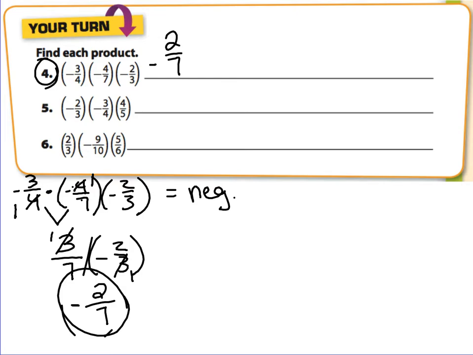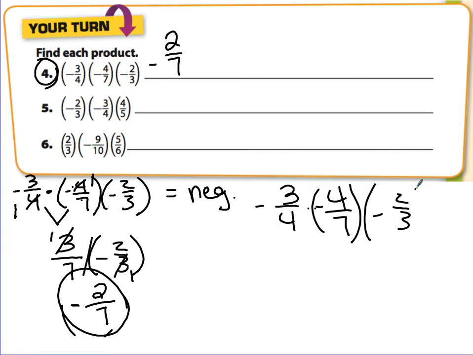Now what I could have done is negative 3/4 times negative 4/7 times negative 2/3 without the cross simplification. I could have gotten 12 over 28 and then multiplied that by 2/3, but that's going to give me 28 times 3, a pretty large number, so that's why we try to simplify right off the bat.